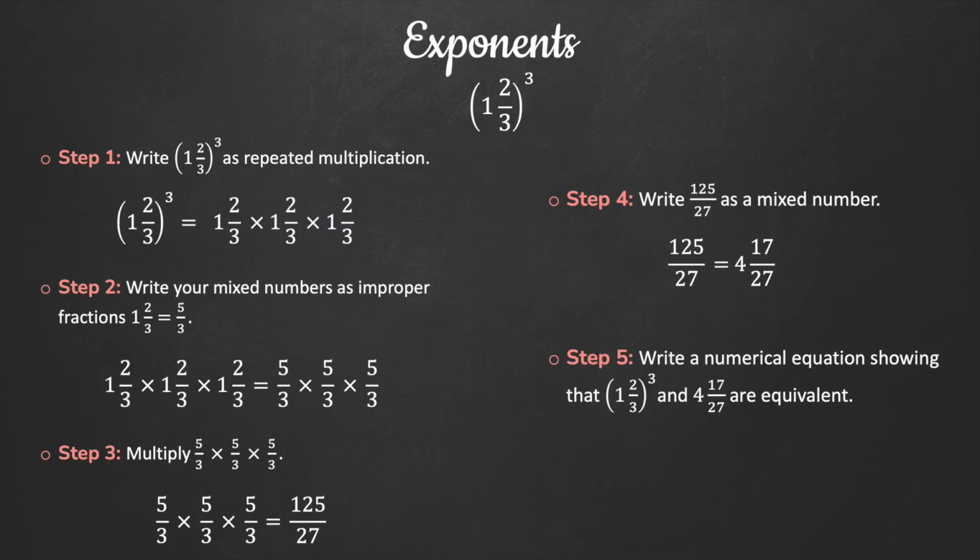And the last thing we want to do is write a numerical equation showing that 1 2/3 cubed and 4 and 17 over 27 are equivalent. So 1 2/3 cubed is equal to 4 and 17 over 27.